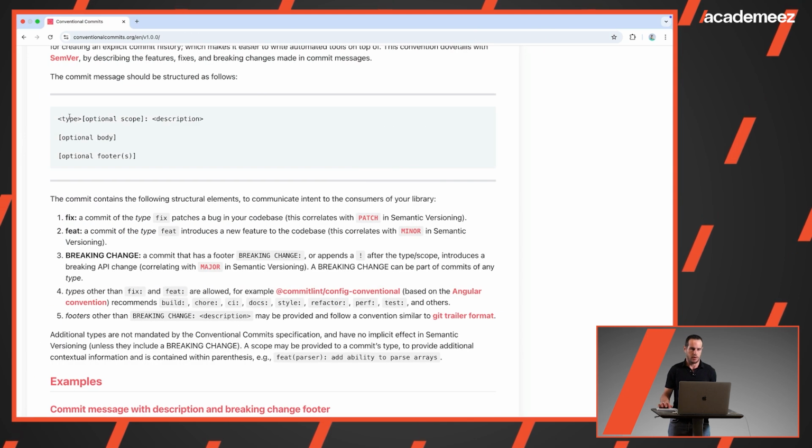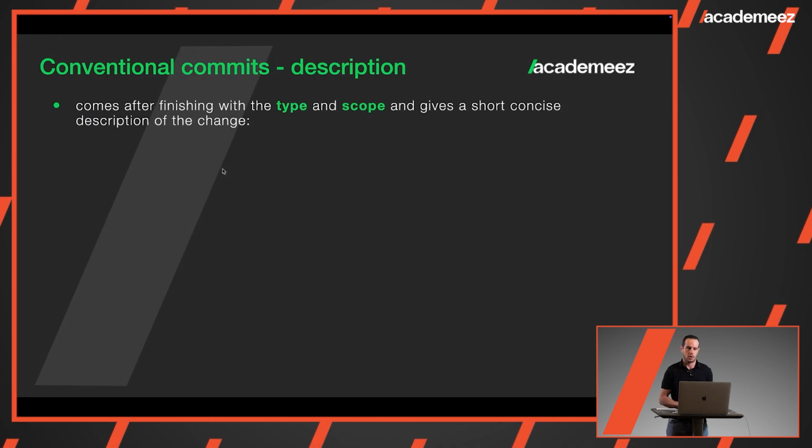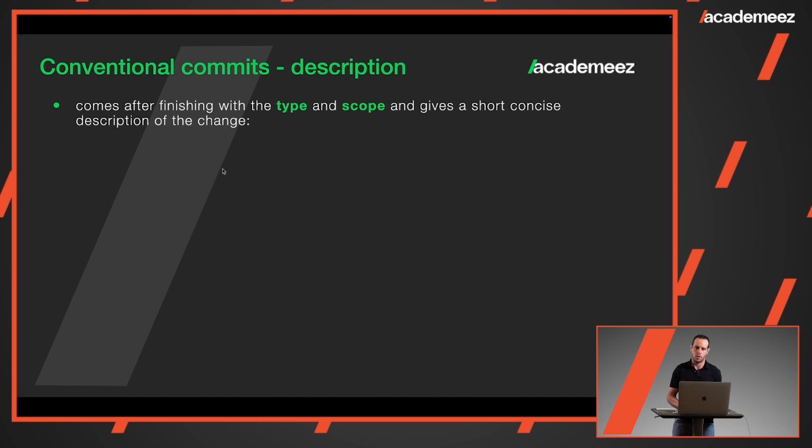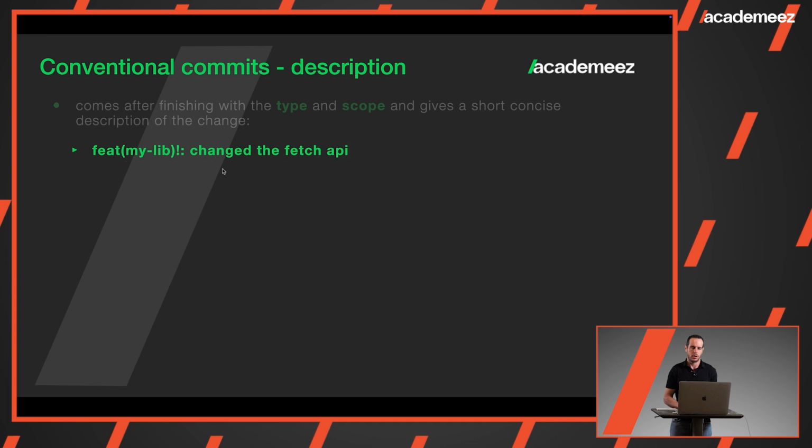So again, we have type we talked about, optional scope, we talked about breaking change, and we're talking about description now. Description is something that is required. So after you finish the type and scope and exclamation point, if it's a breaking change, you give a short, concise description of the change. So here's a few examples.